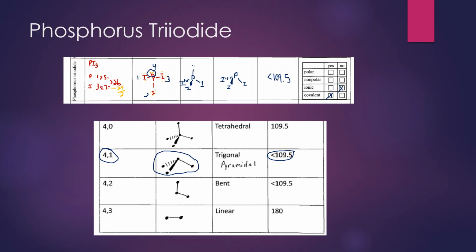Now for the polar or nonpolar, okay, so you can do your dipole moments, which is pretty hard once you get to these 3D structures, or you can use the rules that we looked at before. And the rule said if there's a lone pair on the central atom, which there is, then it's going to be polar. So I'm going to go ahead and click yes for polar, which means that no, it is not nonpolar.